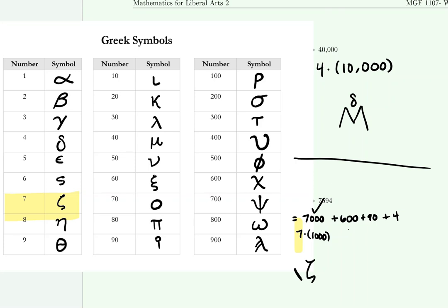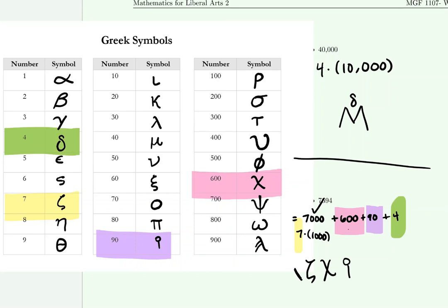Next, to represent 600, there's actually a whole symbol for 600. So we would write that next. Then to represent 90, we look at the symbol chart. We've got a symbol for 90. Finally, we would write the symbol for 4, which we found here to be, okay. So this would represent 7,694.